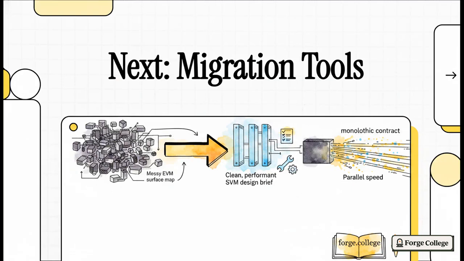And just like that, your architectural plans are finalized. You've successfully taken a messy EVM surface map and turned it into a clean, highly performant SVM design brief. This perfectly sets us up for our next lesson, where we're going to get our hands dirty with implementation tooling and a concrete migration checklist.